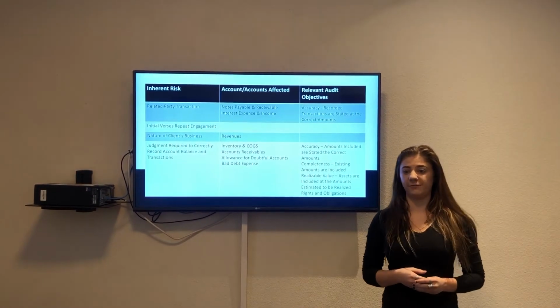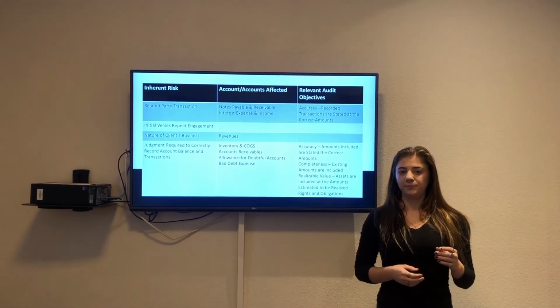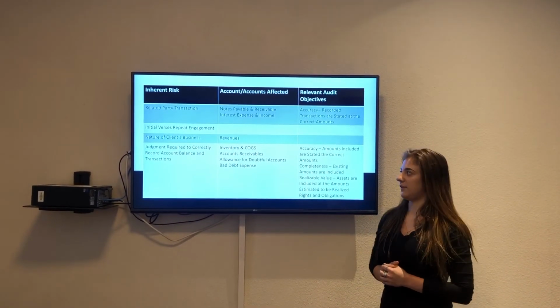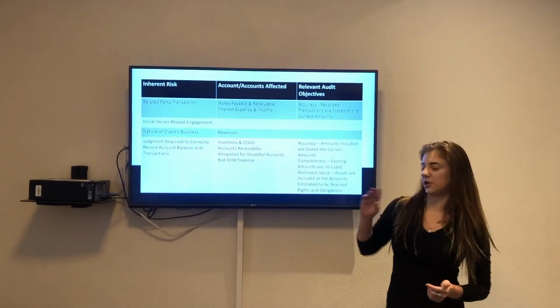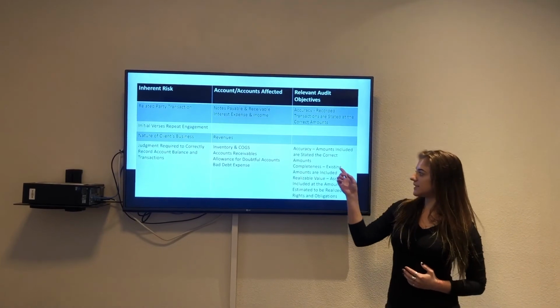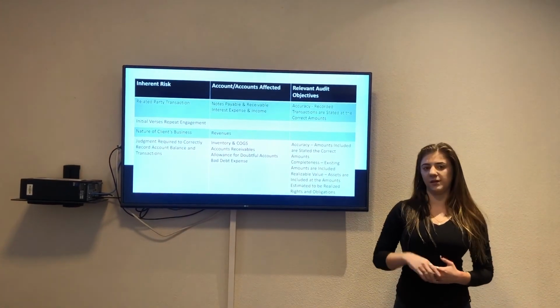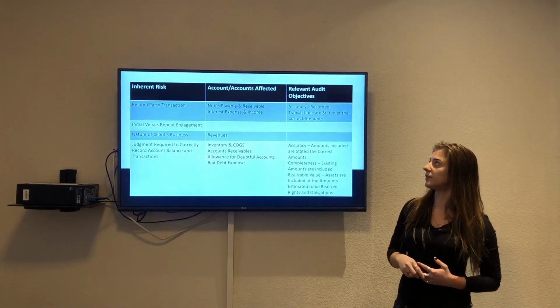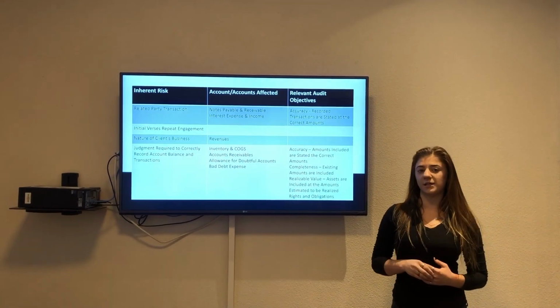Finally, we have judgment related to currently recorded account balances and transactions. This is again going to be focusing on the inventory that was being held in the warehouse. So the accounts again are going to be inventory and cost of goods sold. And here we have accuracy, completeness, realizable value, and rights and obligations as the relevant audit objectives.